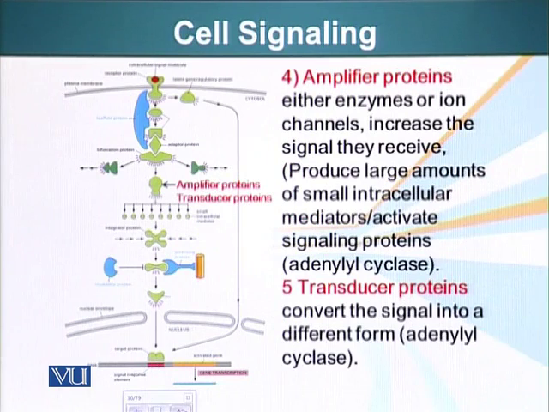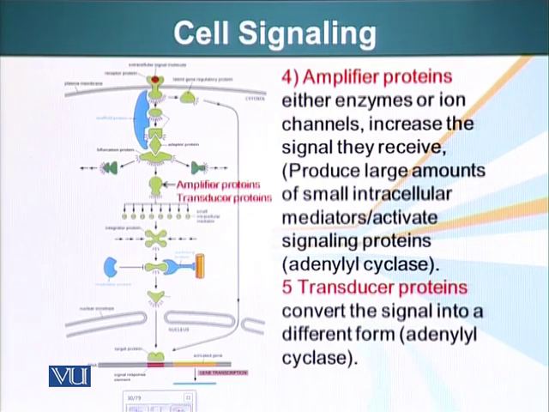Okay, let's look at the other components of a generic signaling system: amplifier proteins and transducers. Generally, amplifier and transducer proteins are the same. They are generally either enzymes or ion channels. Amplifier proteins, for example, increase the signal they receive. So there's an amplification of signal. We will see this as a constant theme in signaling systems: pretty much every signal received by the cell is amplified inside the cell.